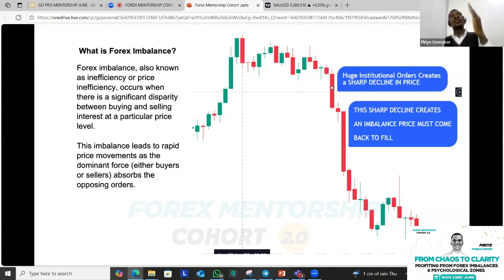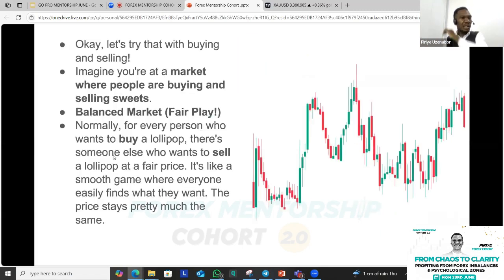I repeat, it is an unfinished transaction that has caused this gap in price. And that would mean price must go back to that unfinished zone to complete those zones, clear out those levels, cover those gaps, right? And then move in the direction that it was actually designed to move. So this imbalance leads to what? Rapid price movement as the dominant force, either buyers or sellers, absorb the opposing orders.